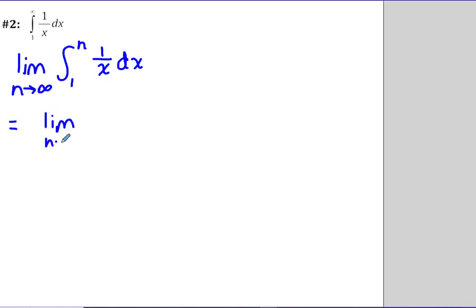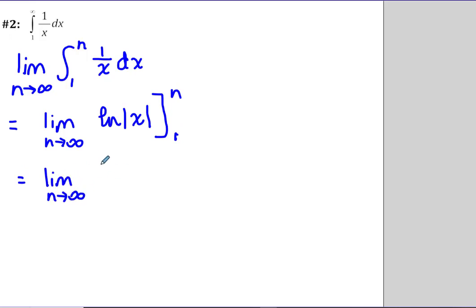In this second example, we'll first rewrite this as the limit as n approaches infinity, replacing the upper bound of our improper integral with n and evaluating 1 over x dx, then taking the limit at the end. The limit as n approaches infinity of this definite integral is the natural log of the absolute value of x evaluated from 1 to n. I don't want to do the limit until I've evaluated the integral.